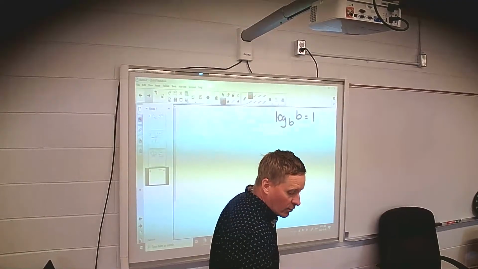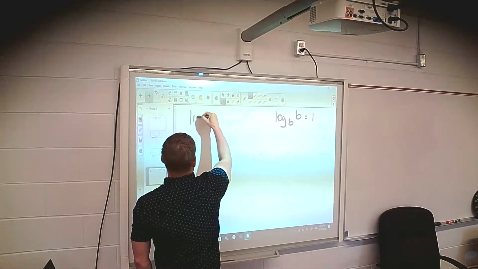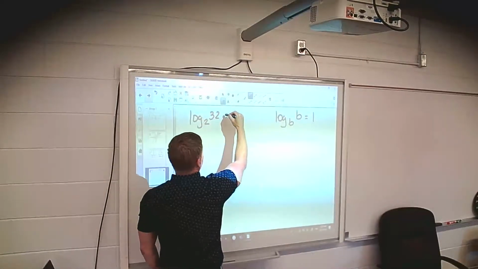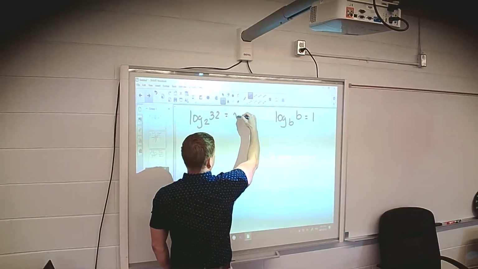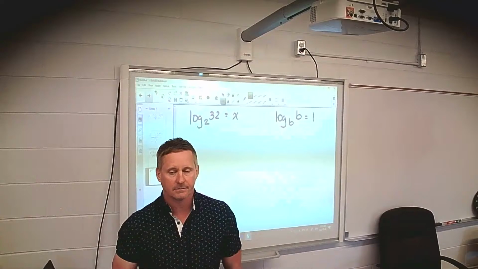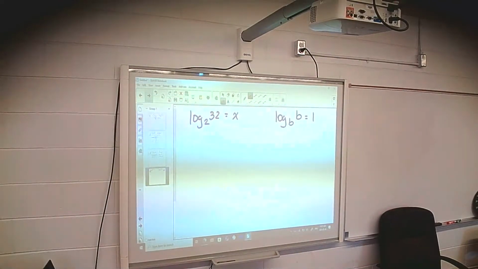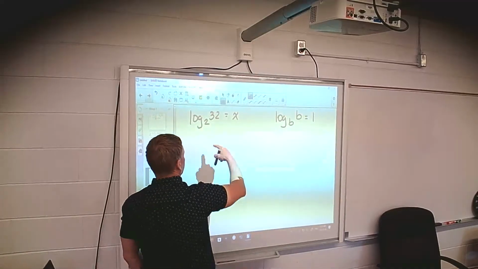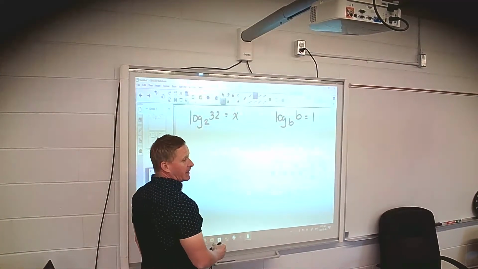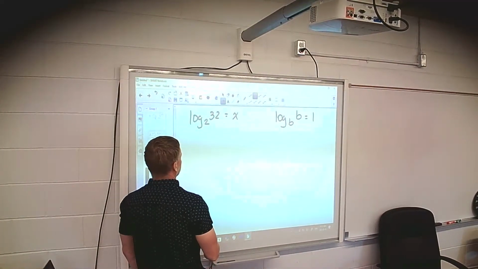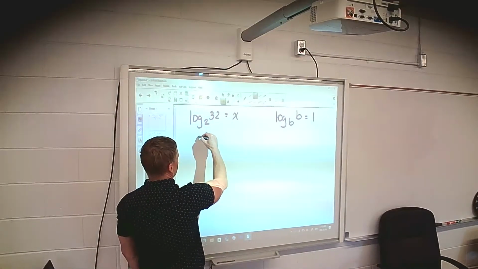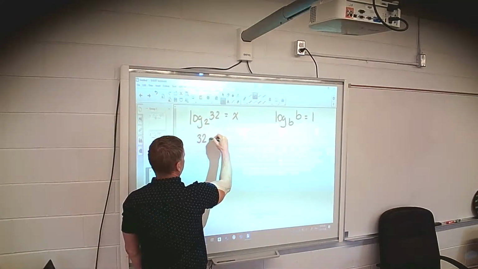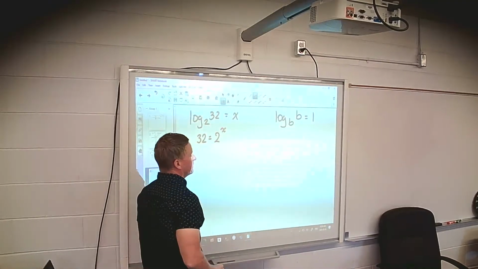So I'm going to show you two ways to do this first question. Log of 32 to the base 2. The first way to do this question is to do it like this. Make it equal to x. Change it to exponential. So what is this as an exponential? Right on. 32 to the 2x.